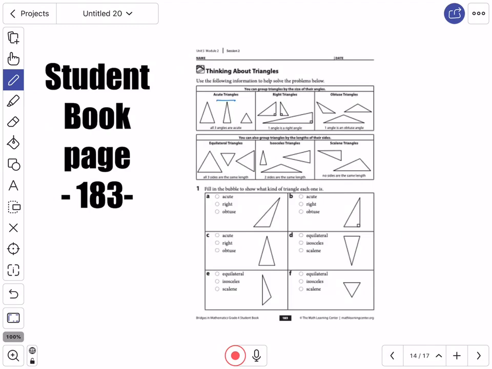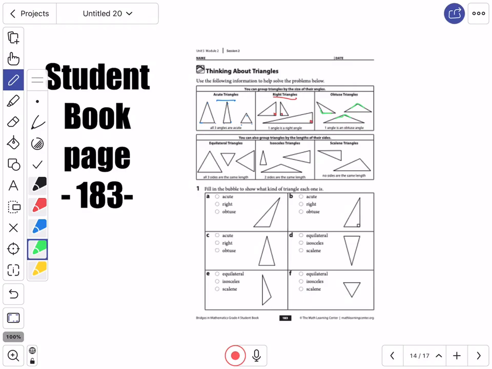Let's move on to this next page in our student book called Thinking About Triangles, okay? Use the following information to help solve the problems below. It says you can group triangles by the size of their angles. So you can see that we have acute triangles. And if you notice, each of the angles on an acute triangle, each of the angles are acute. You also have what are called right triangles. Right triangles always have one right angle.